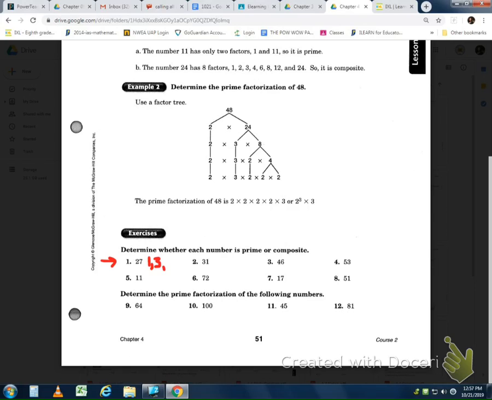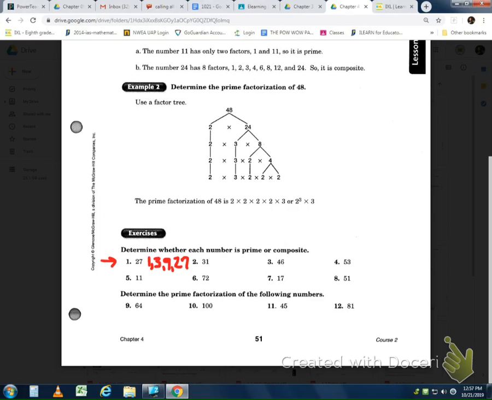3 times what, Tyler? 9. 3 times 9 is 27. So even the fact that I just knew that 3 was a factor, does that make it prime or composite? Does it make it prime?